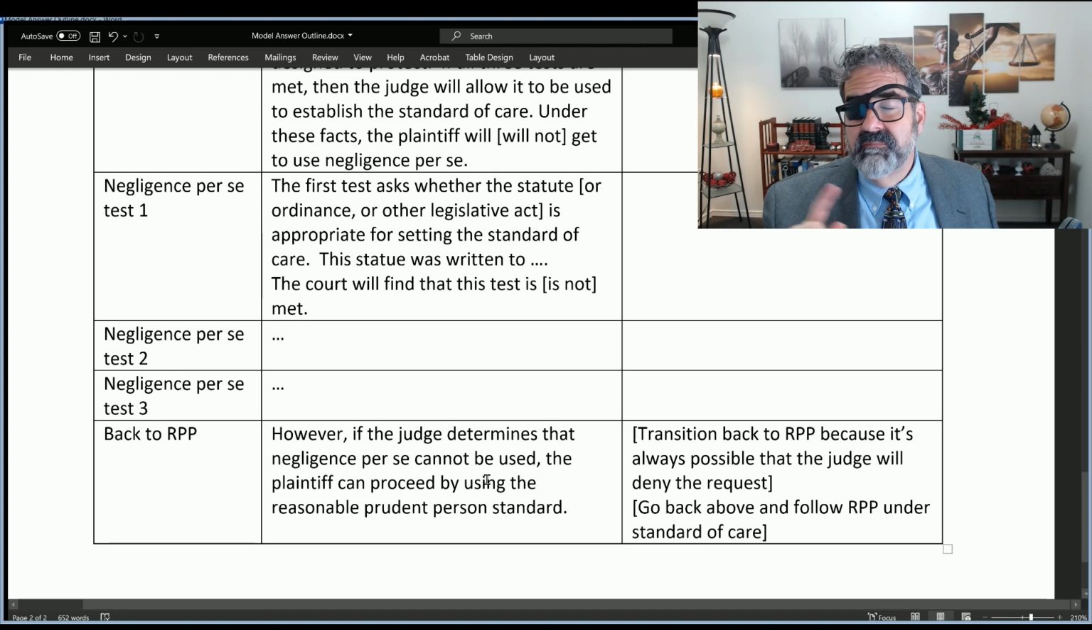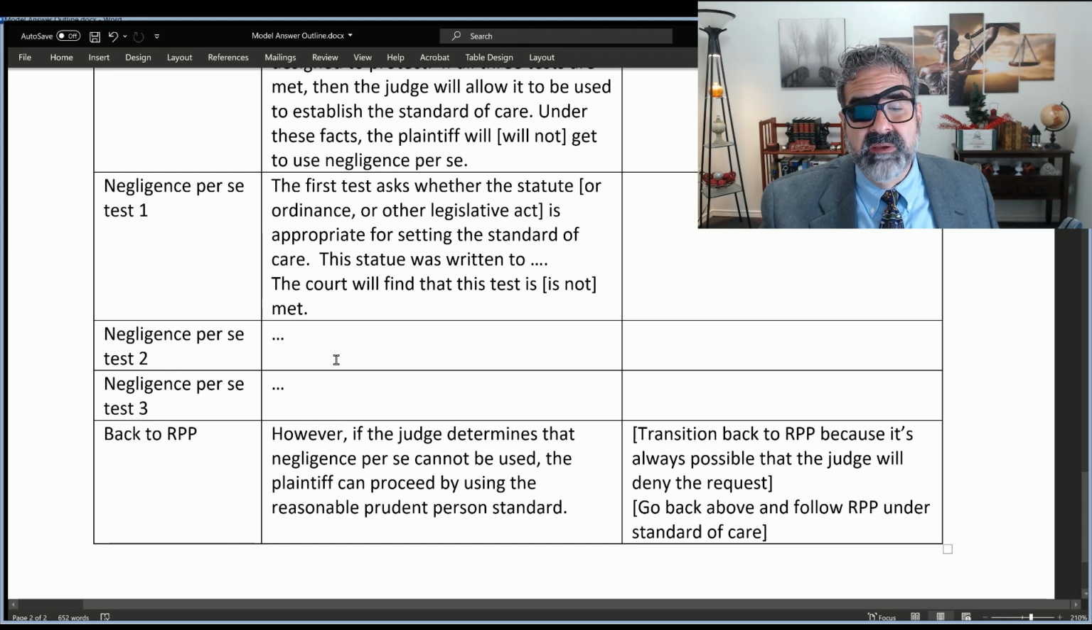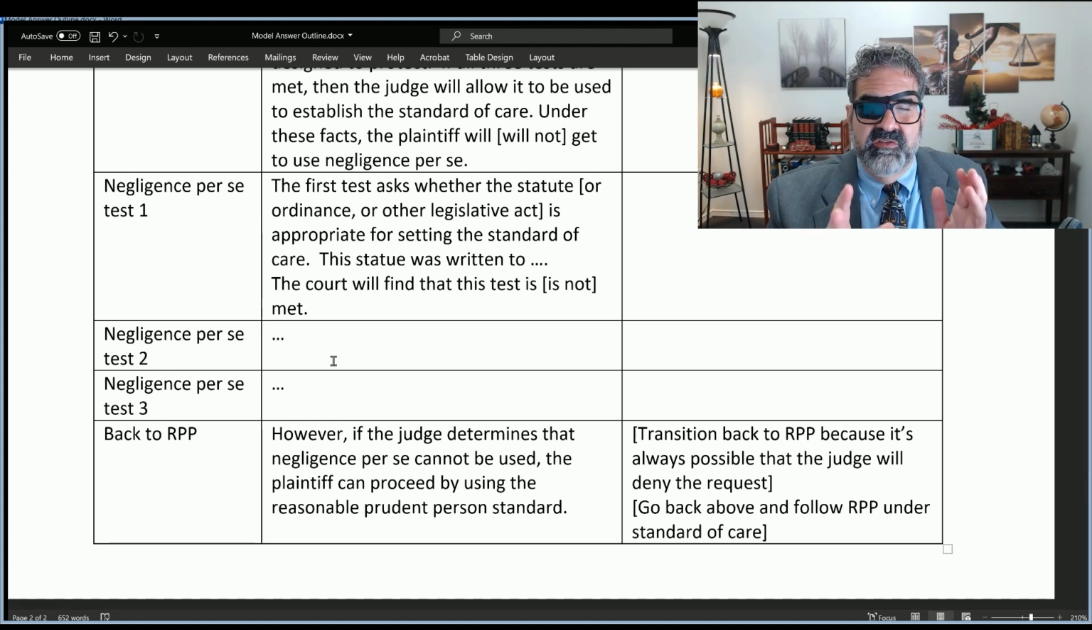And then I would get to a transition. And this is where many students get confused. Under the rules, if you understand negligence per se, it's discretionary. The judge does not have to allow negligence per se to be used. So we need to transition back to RPP. Remember, we decided to talk about this first. However, if the judge determines that negligence per se cannot be used, the plaintiff can proceed by using the reasonably prudent person standard. Then my instructions tell me go back and follow RPP. So you see how I have structured this: standard rule statements and then instructions that lead me on exam day to go one direction or the other.